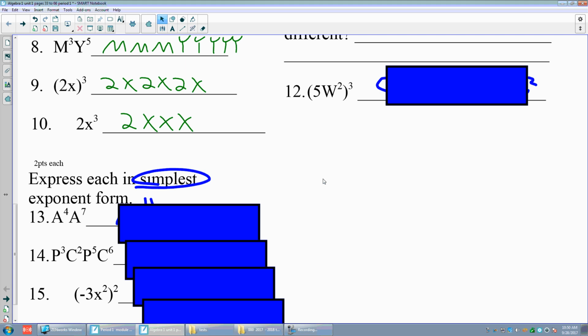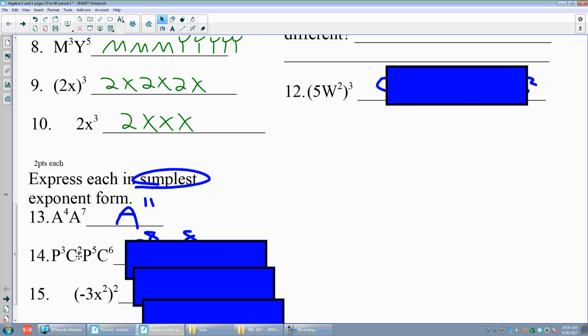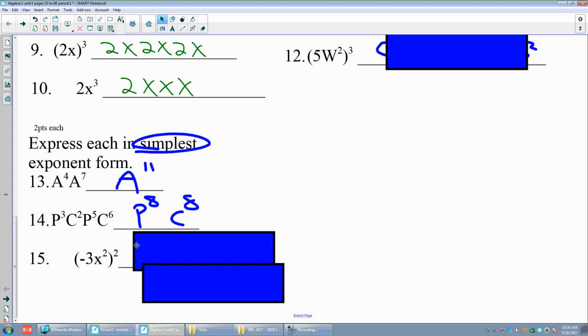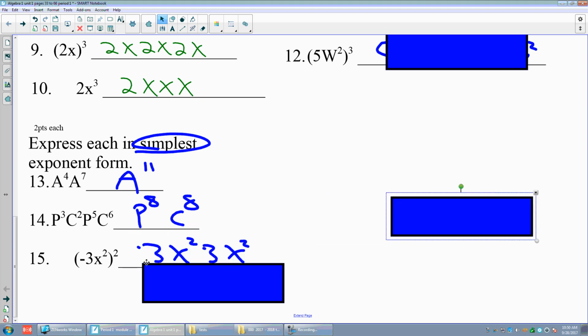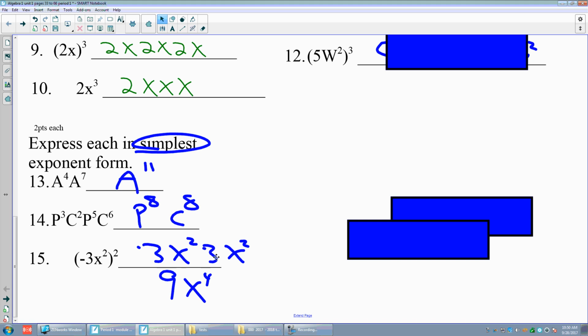I know there's some more questions, but we're just going to keep this short. Simplest exponent form, you can write it out, or it's just 11 a's, a to the 11th, since we're multiplying it. What if you have multiple letters? You just combine like terms. Remember, if there's a number inside the parentheses, you have to multiply negative 3 times negative 3, which is positive 9.